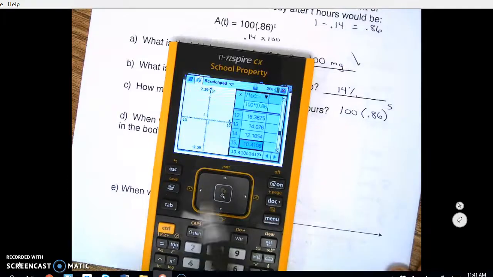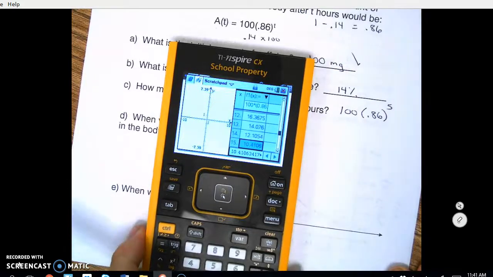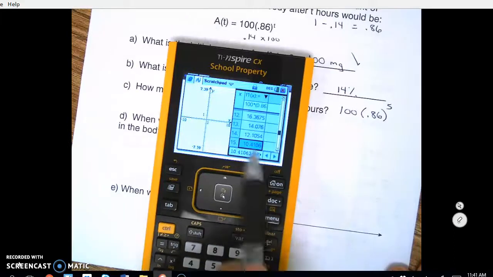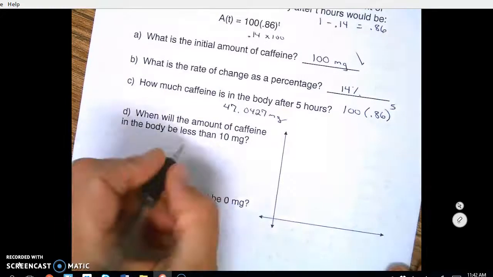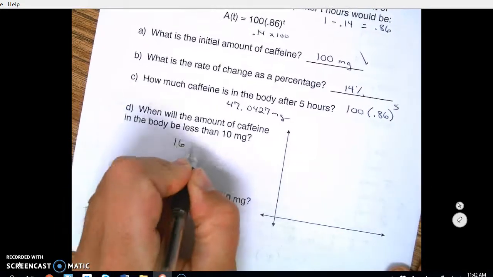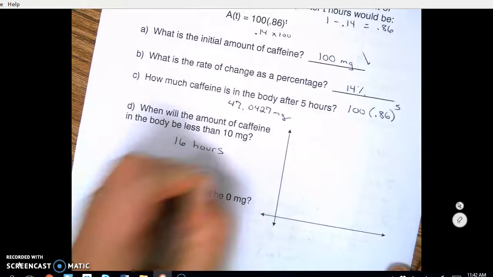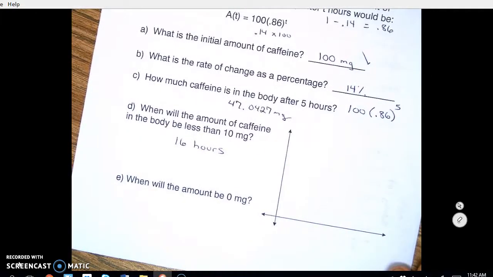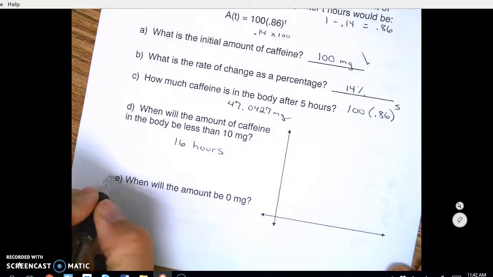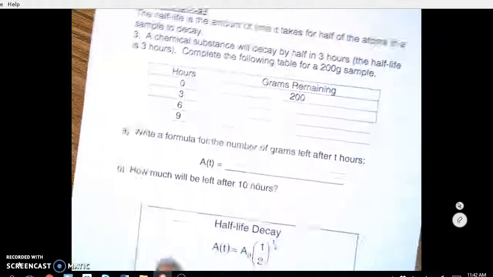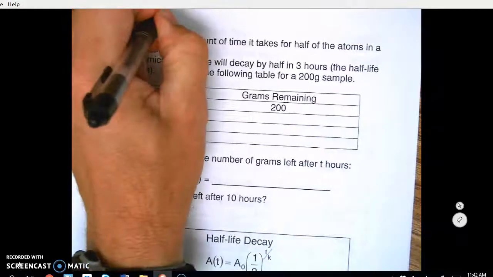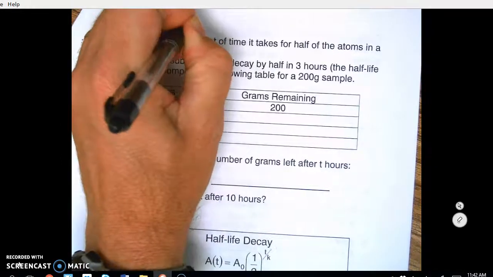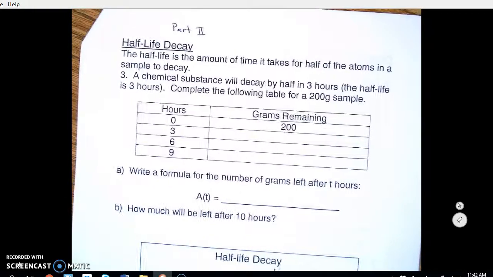So notice at 15, and we're talking about hours here, at 15 hours, we're still above 10. So it looks like at 16 hours, we have less than 10 milligrams. 16 hours. Okay, and so I'm going to let you answer this one. Let's take a look at the next one. And time is running out, so we will start here with part 2 next time. See you guys in class tomorrow.